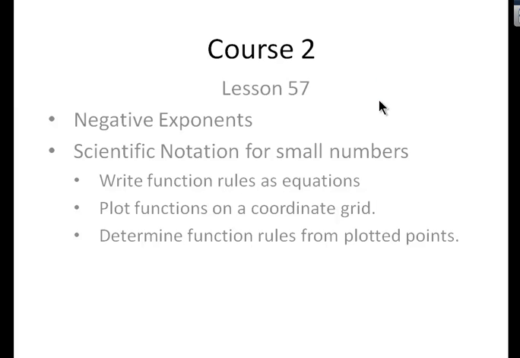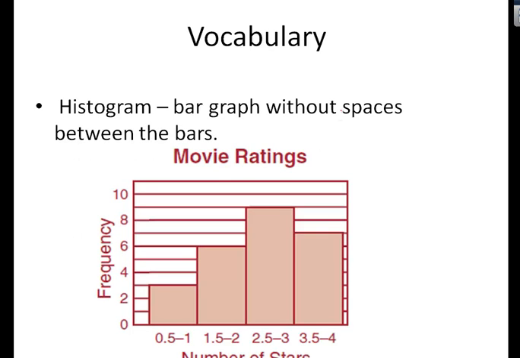Welcome to lesson 57 of course 2. In this lesson we're going to mainly deal with negative exponents. Our only vocabulary is a histogram, and we're not really going to use this.